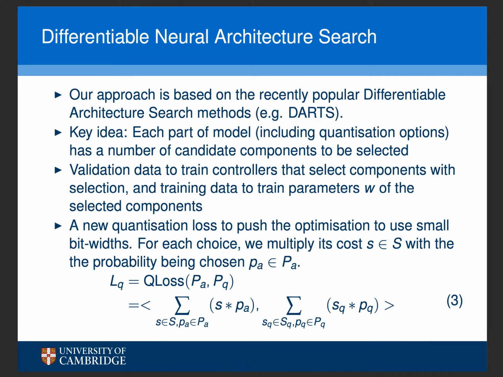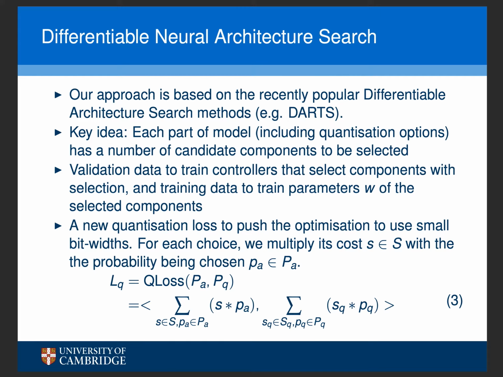Our NAS method is called low precision graph NAS, or LPG NAS. It's based on a recently published paper called Differentiable Architecture Search. It's similar in that they are all gradient-based NAS methods. The key idea is that each part of the model, including the quantization options, now has a number of candidate components to be selected. We use the validation data set to train a controller to pick from those components. At the same time, we use the training data to train the parameters of the components that have been picked.